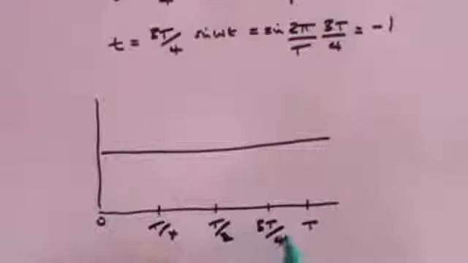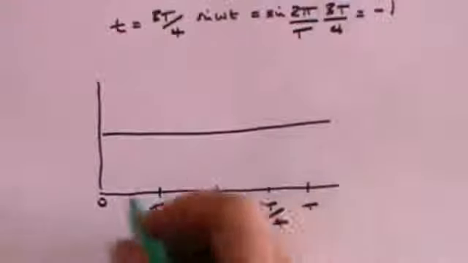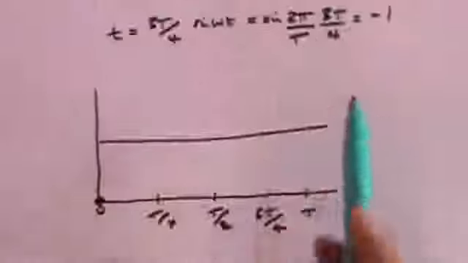So now if we plot what we've just found, let's say this is 0, this is T over 2, this is T over 4, and this is 3T over 4. So we're going quarter T, half T, 3/4 T, and T. We can put our values in. When t was 0, the sine omega t is 0. When t was T over 4, sine omega t was 1.